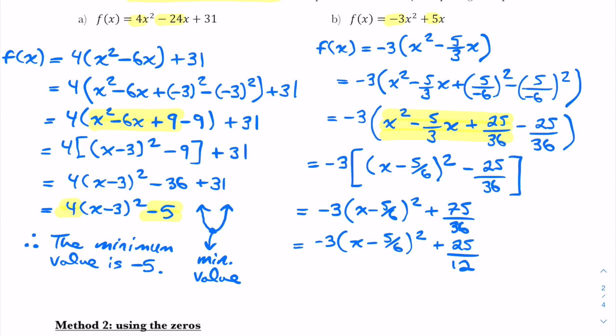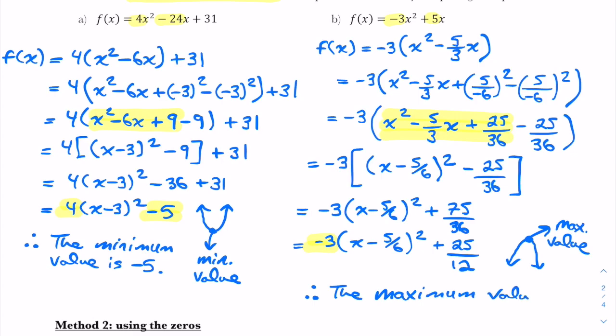In summary, notice that now our a value is negative. That tells you that the parabola is going to open downwards like this. So now we're going to have a maximum value, and that maximum value is just the y-coordinate of the vertex. So therefore, the maximum value is positive 25 over 12. And that's our first method of finding the maximum or the minimum value of a quadratic function.